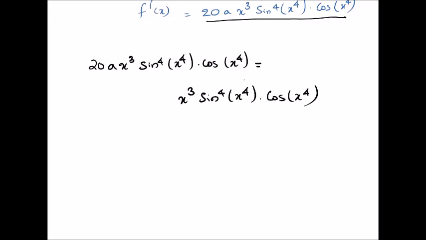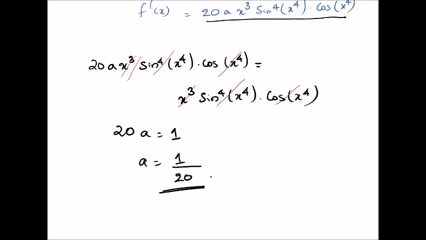Here we cancel this term and this term, this term and this term, and x cubed and x cubed. Hence we will get 20a is equal to 1. Hence a is equal to 1 by 20. This is the final answer.